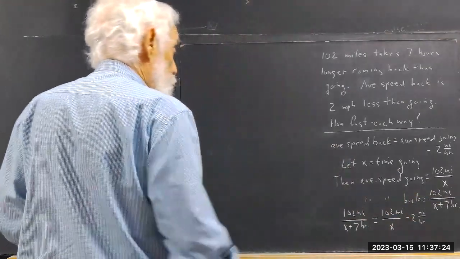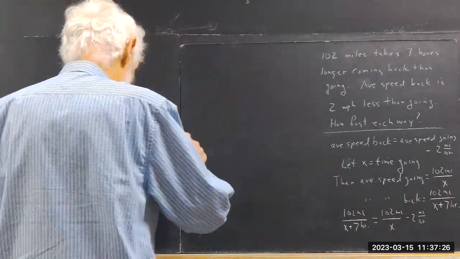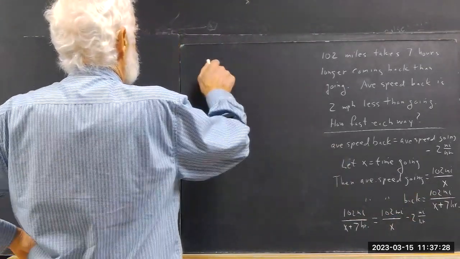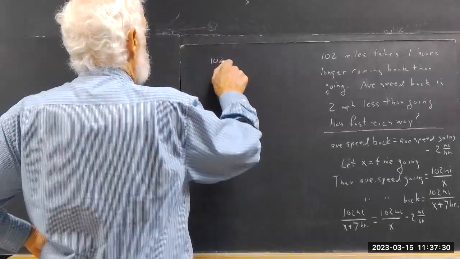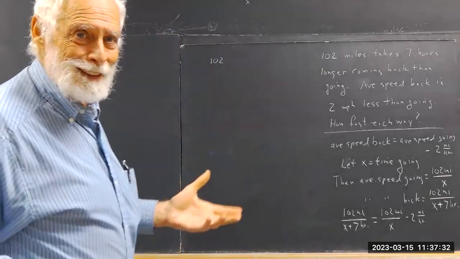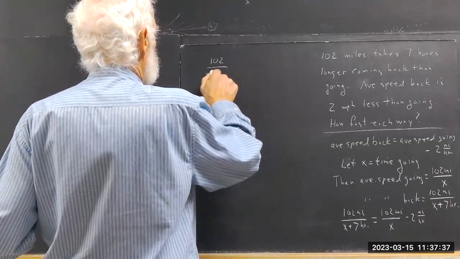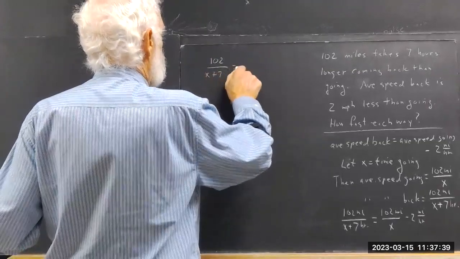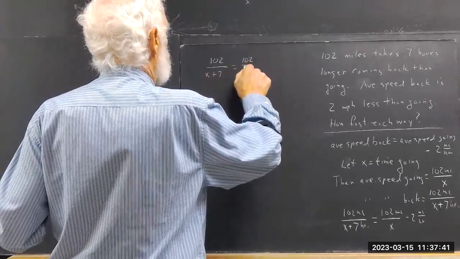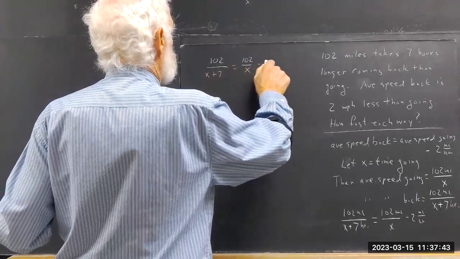Okay, so now we have to solve this thing, and of course, that's not for the faint-hearted, but who's faint-hearted in this room? No faint-hearted people here. We're going to solve it. 102 over x plus 7 equals 102 over x minus 2.